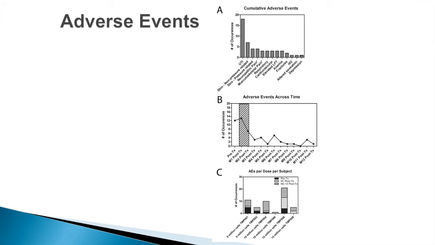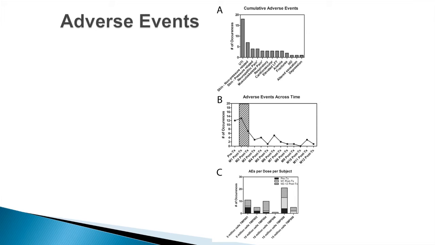What we have in the second graph is also all of the adverse events per subject, but this time it's presented across each month of follow-up. So you can see that there's quite a few number of adverse events that are happening before the transplant even occurs, which is what you would expect.